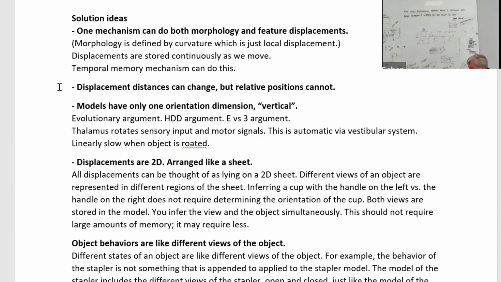Okay, let's keep going. So the solution ideas. I already mentioned this one, that I'm trying to get it so that there's really no distinction between morphology and feature displacements. It's one way to think about this. Imagine you're a primary column and you're getting input from a sensor. And I've always said that this thing you're getting in, you can't really subdivide it. It's like imagine all the axons get mixed up on the way up here.